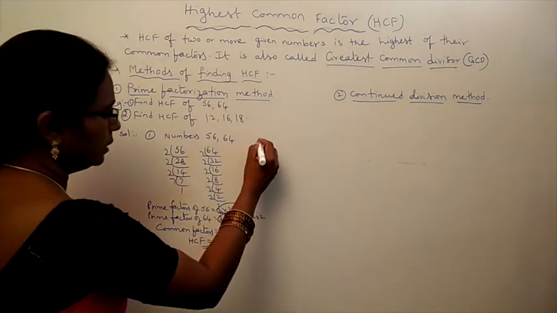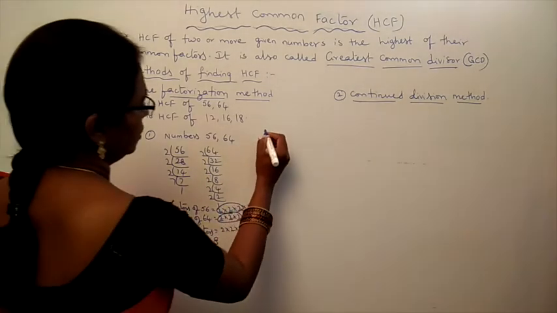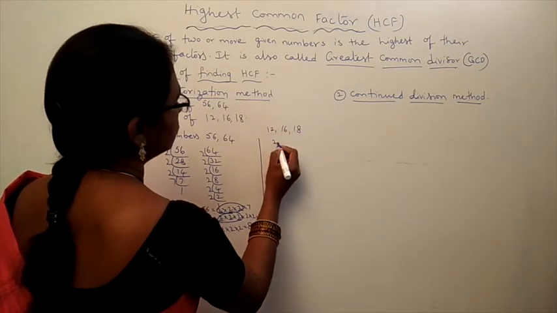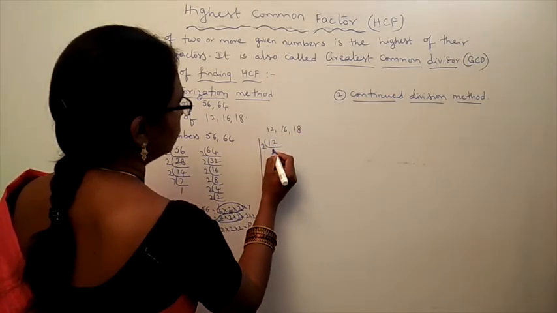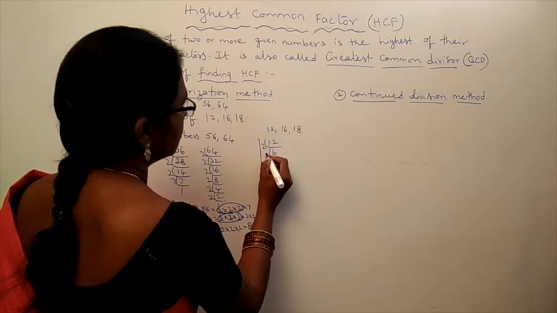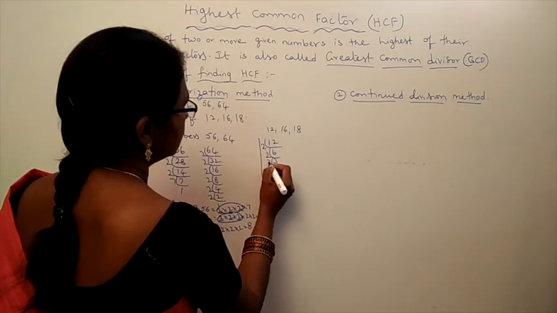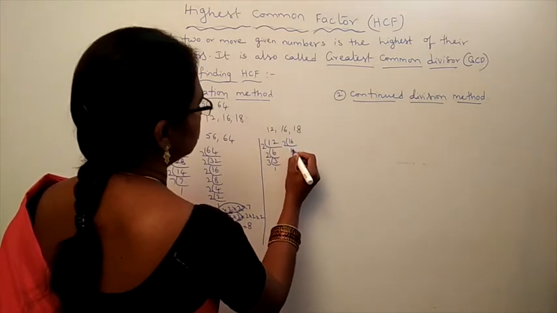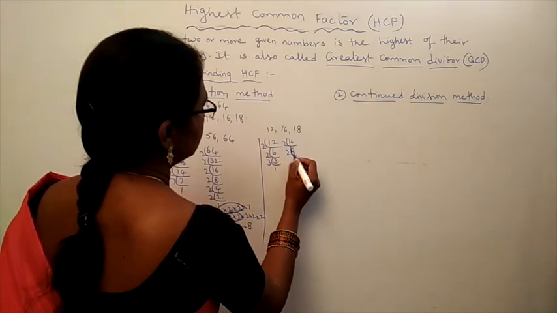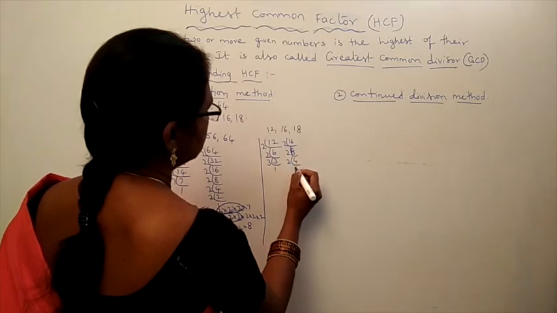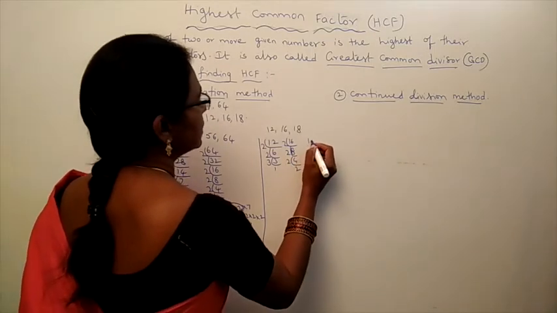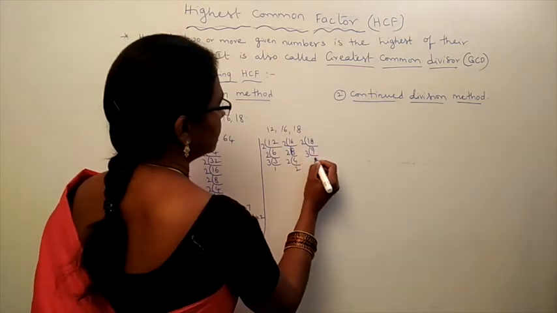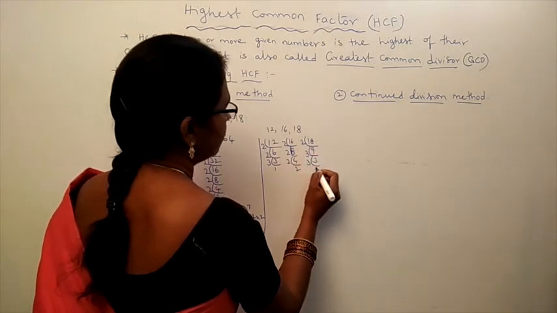One more example. 12, 16, 18. 12: 2 sixes are 12, 2 threes are 6, 3 ones are 3. Now 16: 2 eights, 2 fours, 2 twos. Next 18: 2 nines, 3 threes, 3 ones.